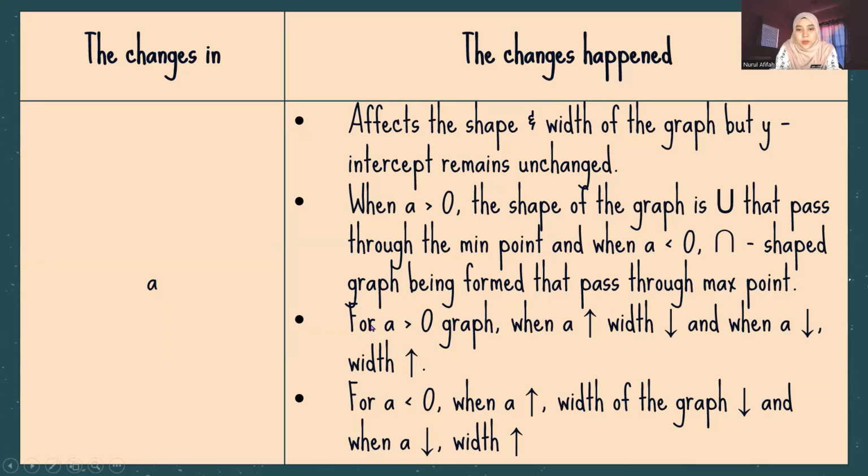The next one, for the graph a more than 0, when a increases, the width will decrease. And when a decreases, the width will increase. Next, for the graph a less than 0, when a increases, the width of the graph decreases, and when a decreases, the width will increase. It is directly proportional.